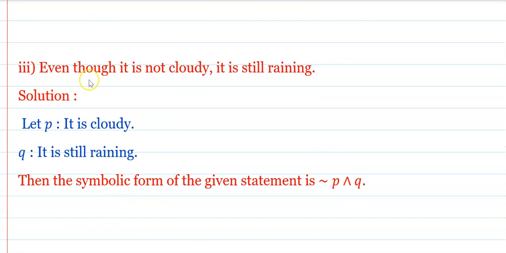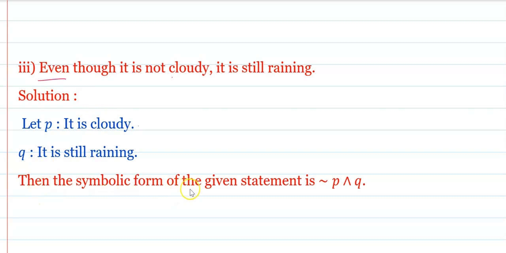Now the next: even though it is not cloudy, it is still raining. P is: it is cloudy. Q: it is still raining. Because of 'even though', we consider it as an 'and'.